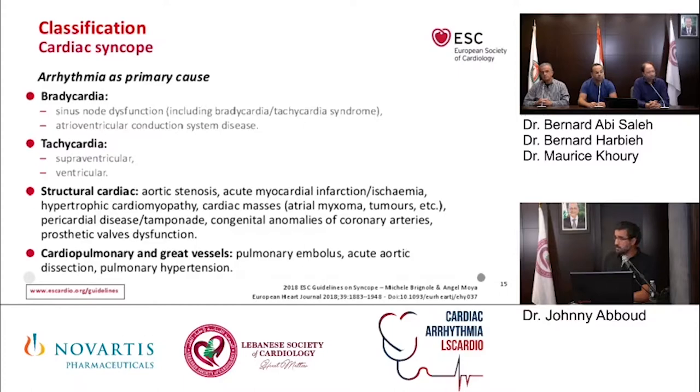The third part, and we will be focusing mainly on this part, is cardiac causes of syncope. First, the arrhythmia. It can be secondary to bradycardia, to tachycardia, structural cardiac disease, cardiopulmonary and great vessels. Bradycardia is mainly divided into sinus node dysfunction and atrioventricular conduction system disease. The tachycardia can be supraventricular and ventricular. Then other structural cardiac diseases: aortic stenosis, myocardial infarction, hypertrophic cardiomyopathy, pericardial disease, tamponade, congenital anomalies, prosthetic valve dysfunction. All these can cause syncope.